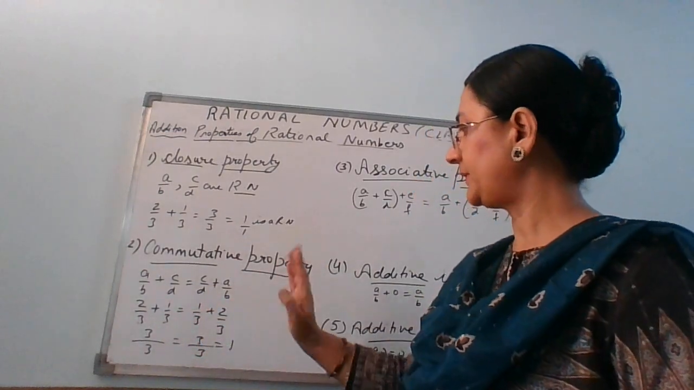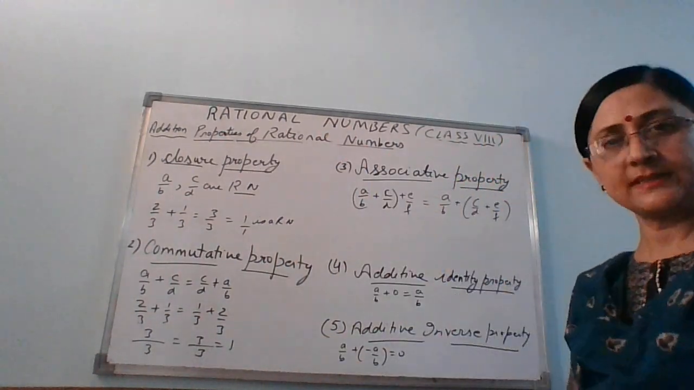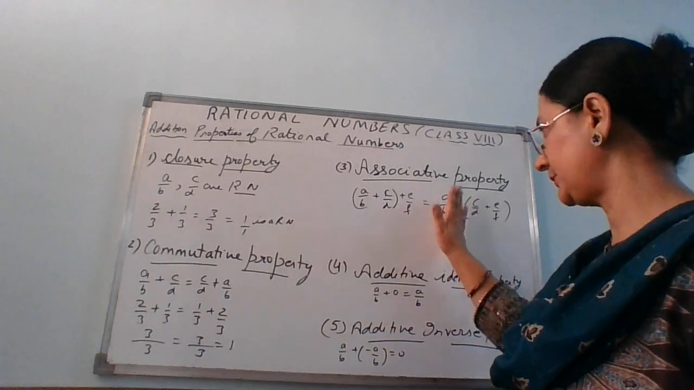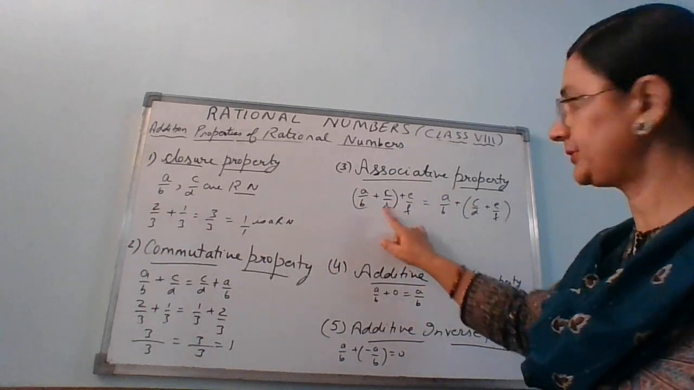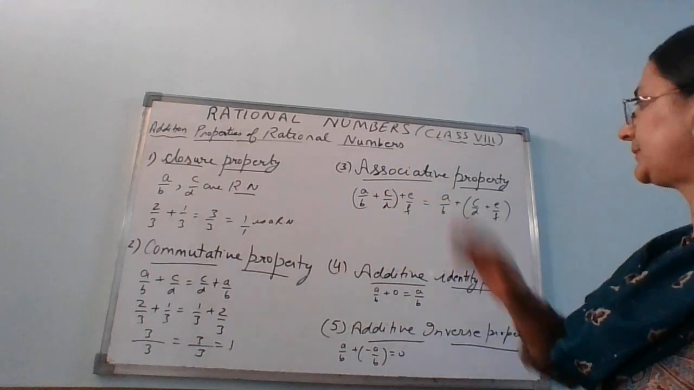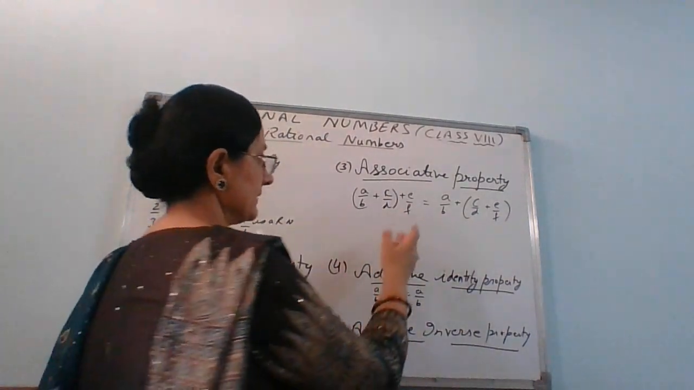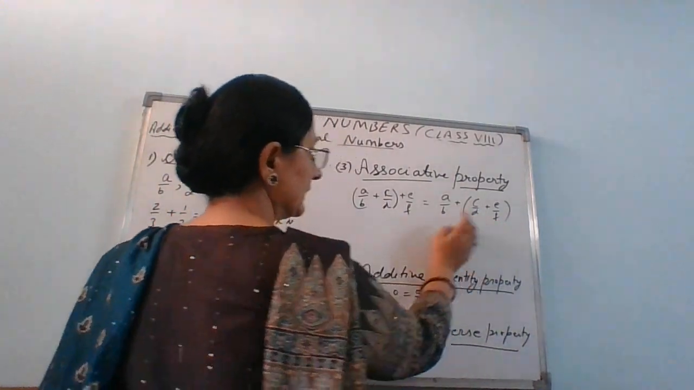So commutative property holds in addition of rational numbers, right? Then comes associative property. In associative property, we take three fractions, three rational numbers. When the first two are added, and afterwards the third one is added, it gives the same answer. If you add the last two first, and then add this one, it is the same.